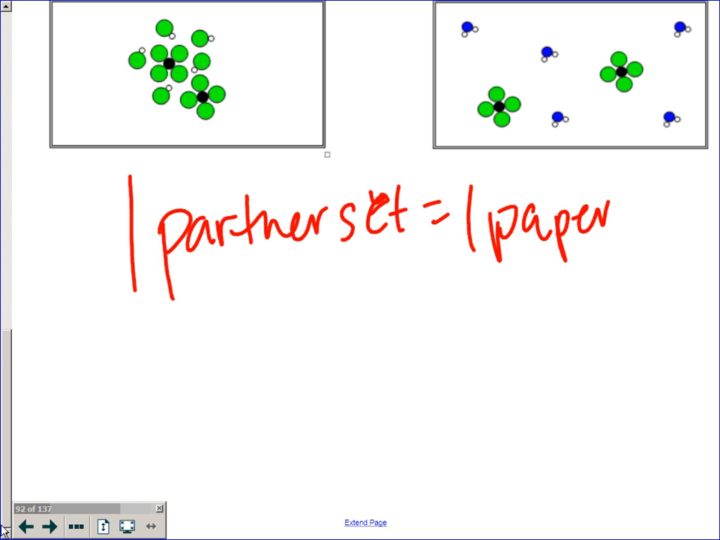Please do not mess with my Bunsen burners. Thank you. Alex, give me a second. I'm going to pull this up here.